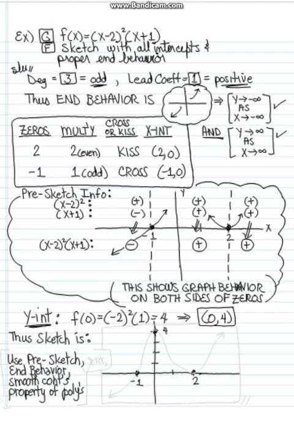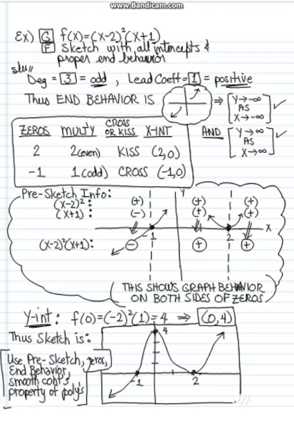Okay, so our end behaviors. We know at the very end on the left we're going to be going down, and on the right we're going up. But that's exactly what the pre-sketch information told us anyway. And there's our picture. It's a rough picture, but that's basically what our polynomial looks like.